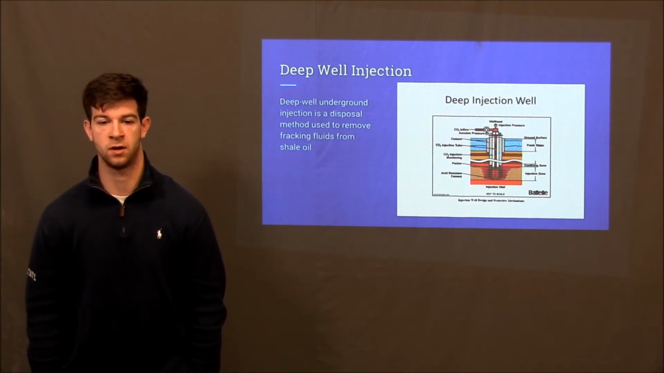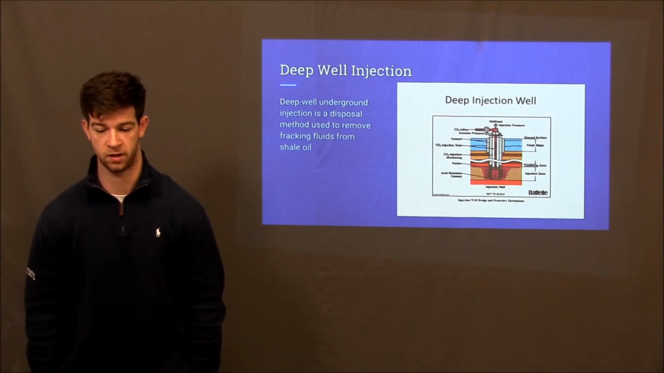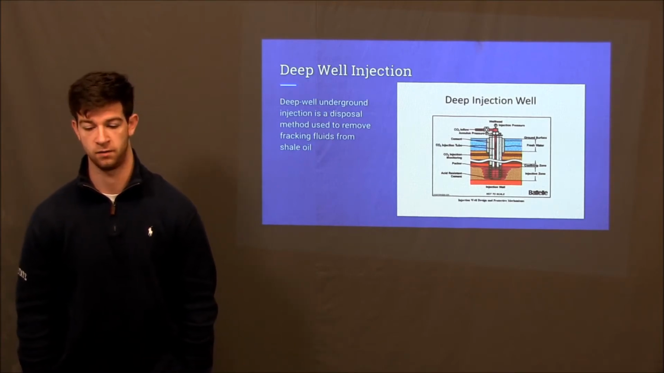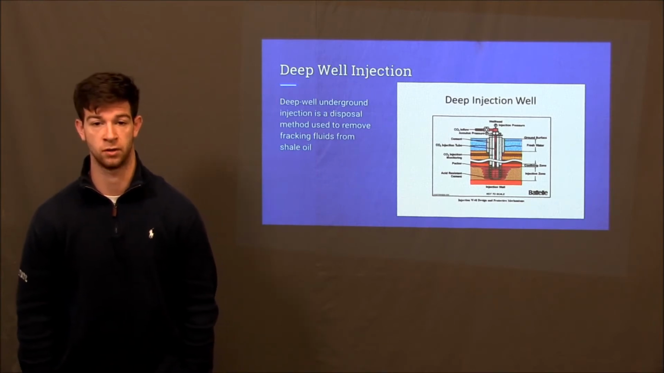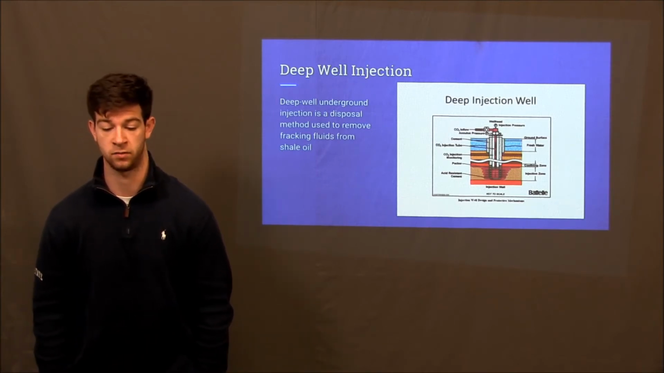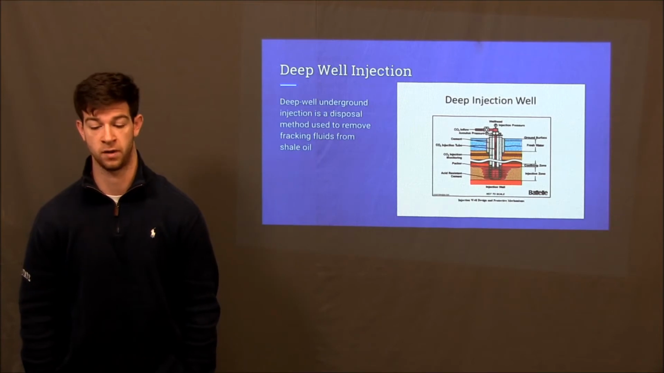Deep well underground injection is a disposal method used to remove fracking fluids from shale oil. This method is actually used in many regions of the United States, very primarily in Texas, North Dakota, and Montana. Some of the regions like Pennsylvania have outlawed the method, though some companies have found ways to get around it.